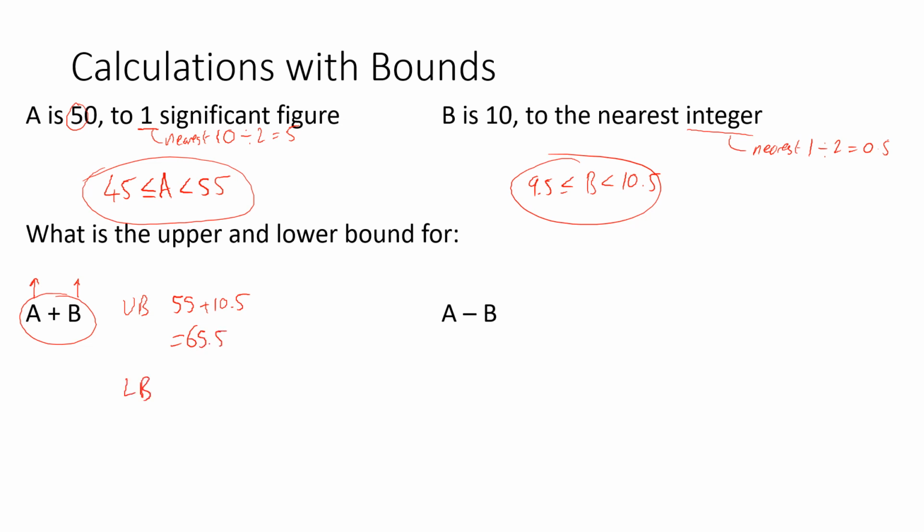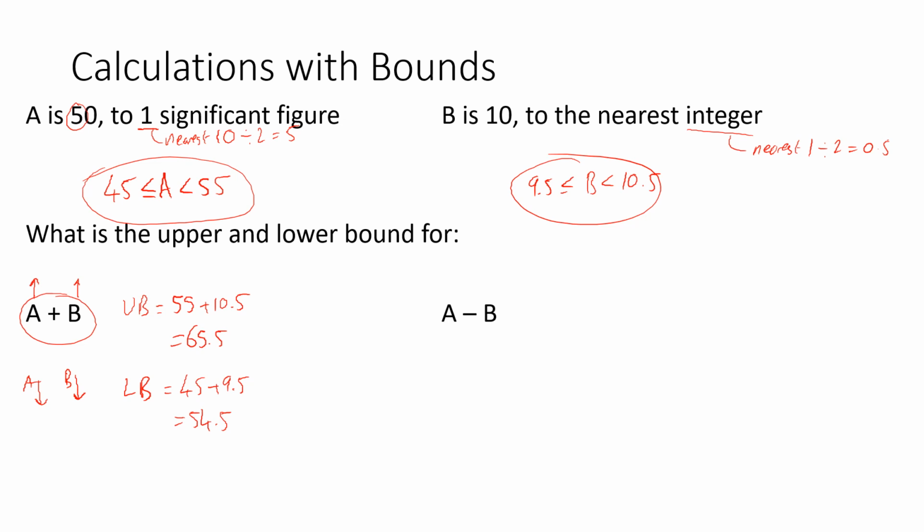and for our lower bound, we would take the lower value of a and the lower value of b. That would give us 45 plus 9.5, which is 54.5. You can't get a higher value than 65.5. You can't get a lower value than 54.5 using that sum.